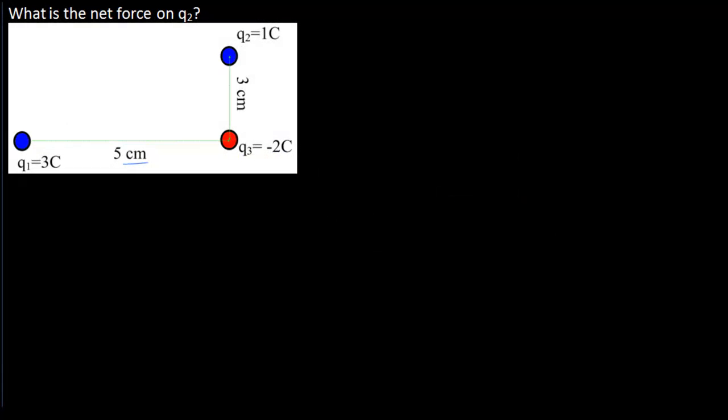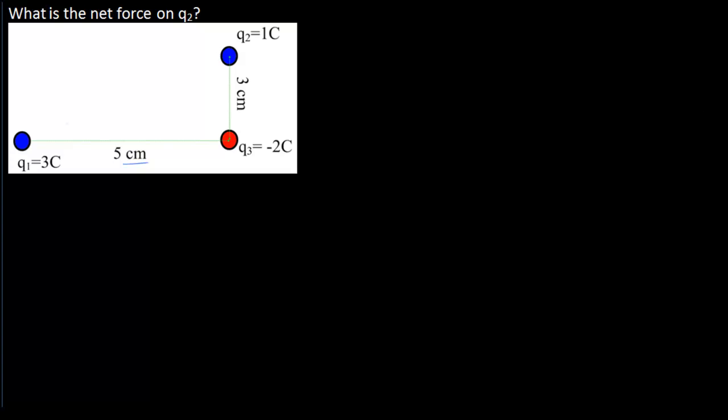This problem asks, what is the net force on Q2? This seems simple and straightforward, but because our arrangement is in two dimensions, it's going to be a little bit trickier than maybe first thought. So it's asking for force, so it's always good to start by drawing a free body diagram.